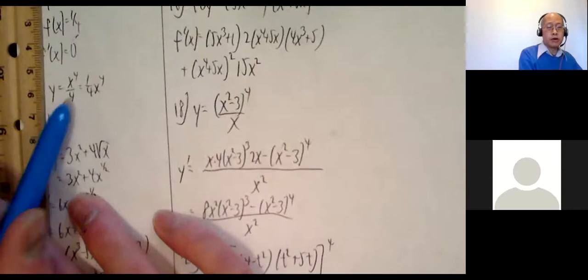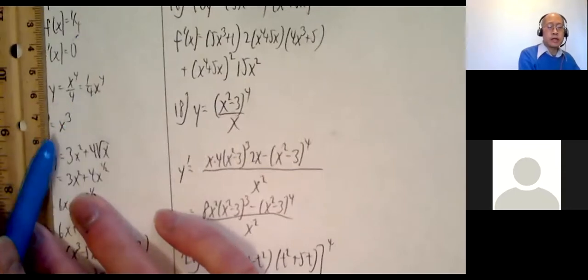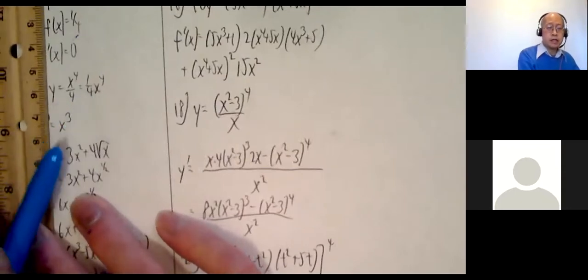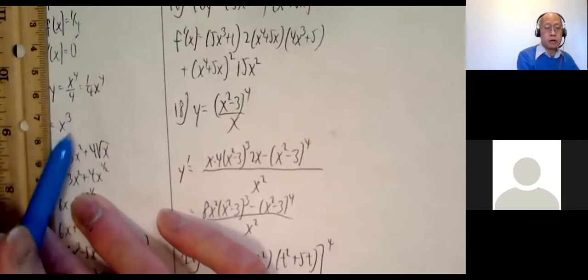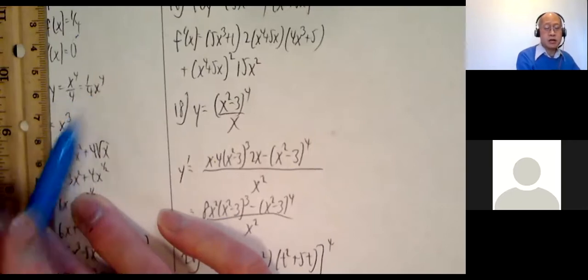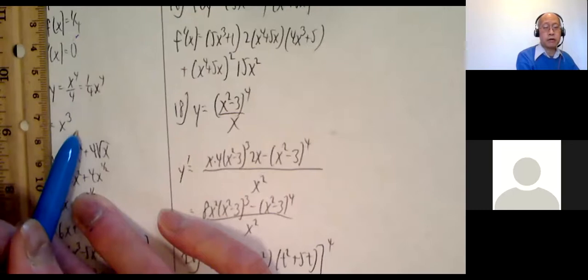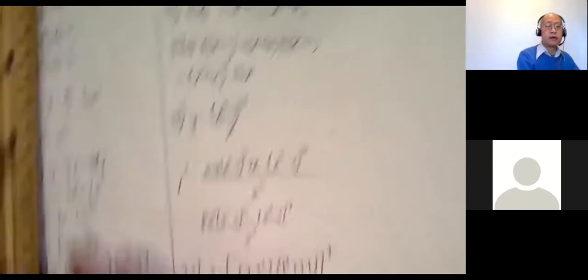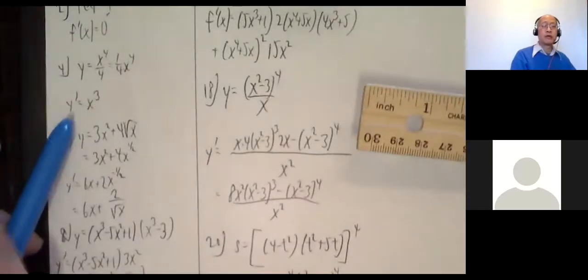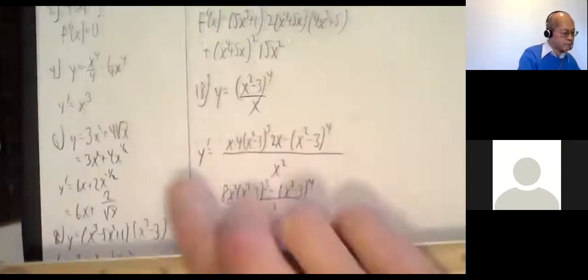Students would sometimes put 1/4 x to the 4th equals x cubed. Okay, that's not a true statement. You show it to any algebra 1 student, you know they're not equal, right? I know what you did. You took the derivative. If you did this on a quiz or test, you'd get partial credit, but not full credit. You need to say the derivative. We're not saying this is equal to that. The derivative, so y prime or dy/dx or f prime of x is x cubed.